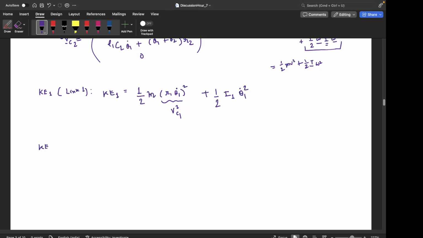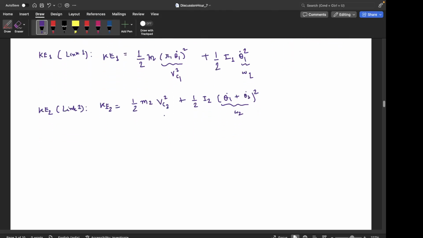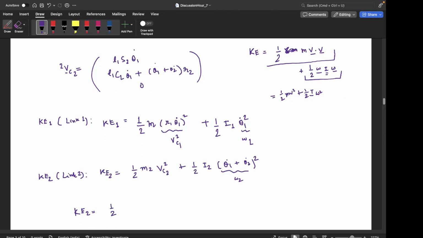Now for the second link, KE2, that is link 2. KE2 is equal to half m2 vc2 square plus half I2 and omega of the second link, that is theta 1 dot plus theta 2 dot, whole square. So that is omega 2, and this is omega 1. Now let's put the value of Vc2. KE2 becomes, so what is Vc2? Vc2 we found out here, so we need to take the square of this.